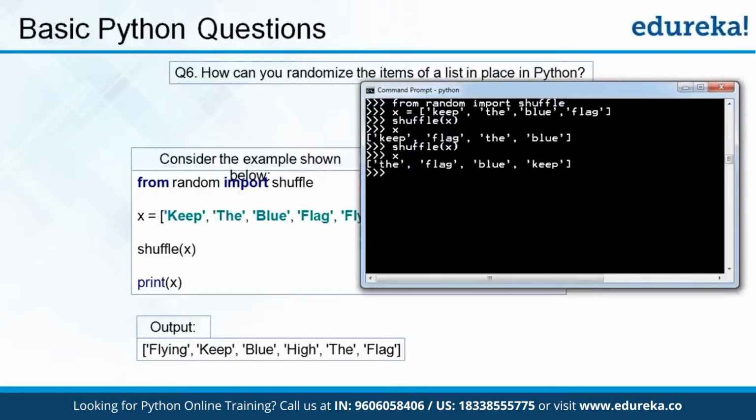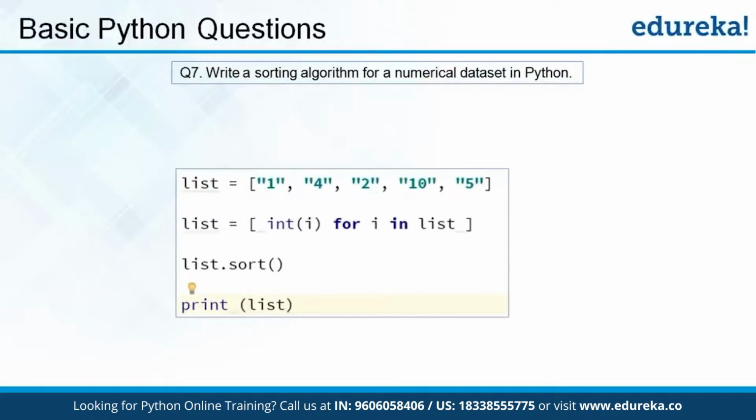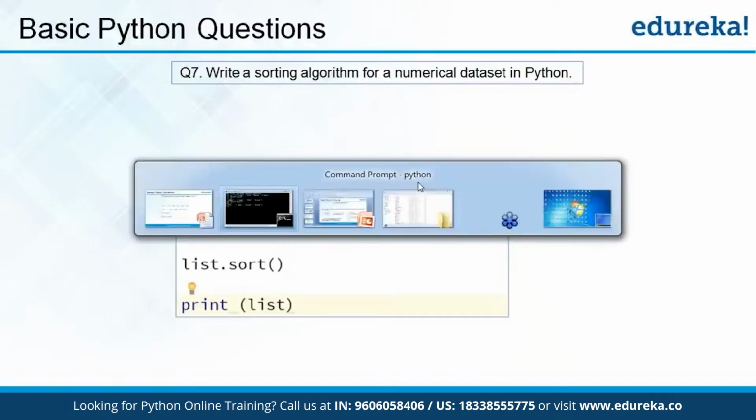Are you all clear? All right, super. Now, write a sorting algorithm for a numerical data set in Python. Maybe the question is not totally clear, but what we are trying to say is write a sort for a data set which is a list of strings, basically integer strings. So 1, 4, 2, 10, 5 are a list of strings which are all actually integers. So how do you do that?